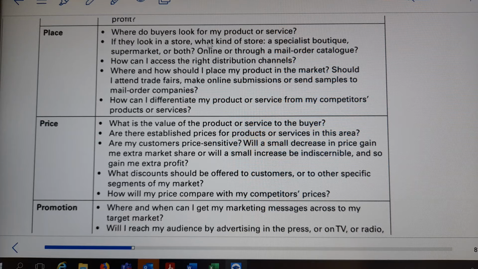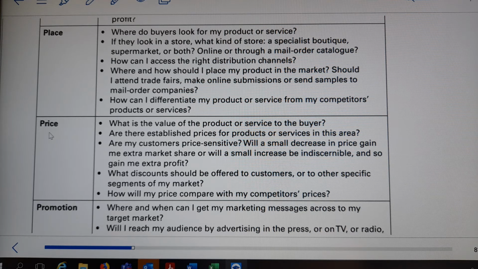Where do buyers look for my product or services? If they look in a store, what kind of a store? A specialist boutique, a supermarket, or both? Online or through a mail order catalog? How can I access the right distribution channel? Where and how should I place my product in the market? Should I attend trade fairs, make online submissions, or send samples to mail order companies? How can I differentiate my product or service from my competitors' products or services?